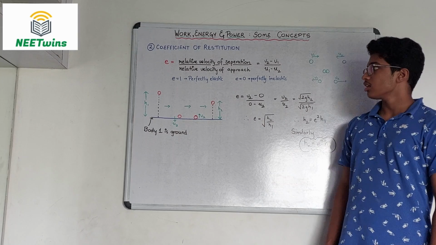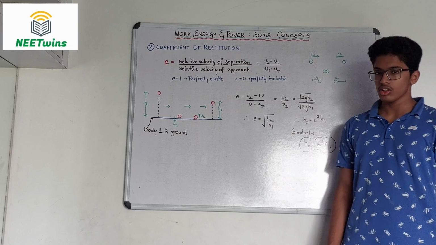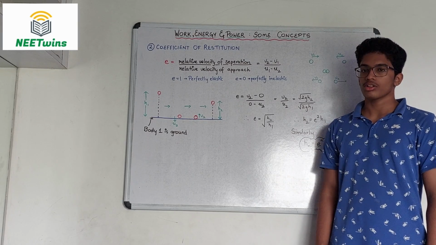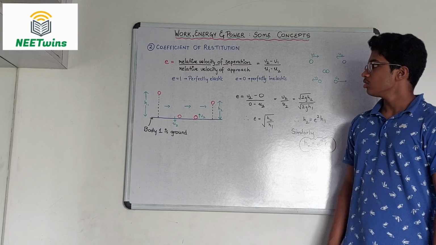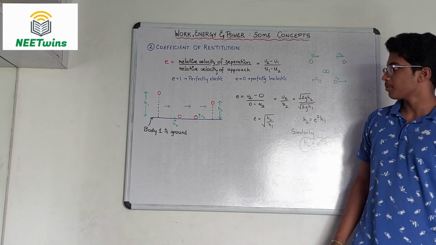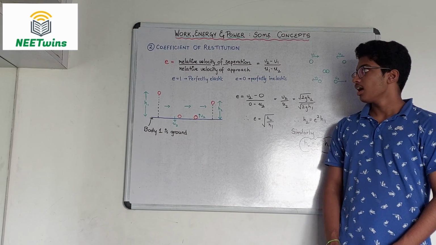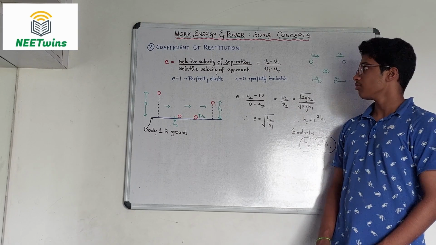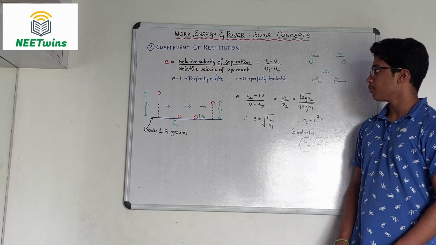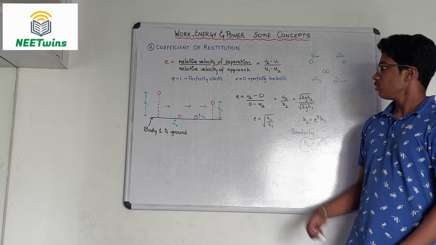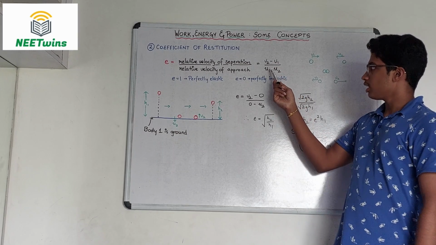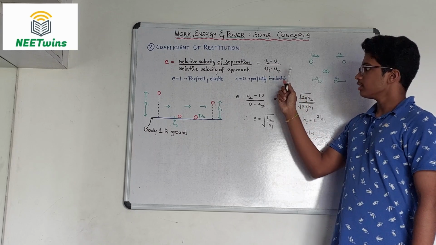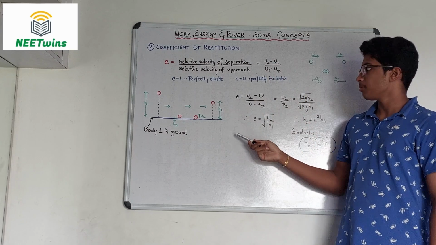So now let's discuss the concept of coefficient of restitution. This concept is not mentioned in NCERT, but there are a few NEET previous year questions asked on this concept. Coefficient of restitution is represented by the letter e, and it is the relative velocity of separation divided by the relative velocity of approach. That is, v2 minus v1 by u1 minus u2. Now this change in sign, like v2 minus v1, it should have been u2 minus u1, right? I will explain this change in sign when I take this example over here.